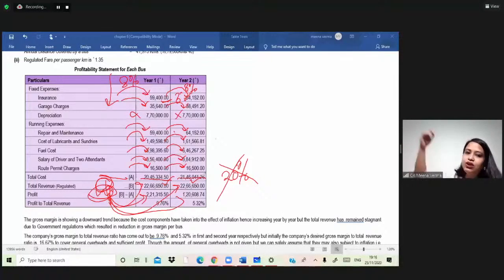Why? Because the revenue remains the same, but the cost is increasing. Cost is increasing, revenue is the same. So obviously the profit is decreasing. Okay, so you can see here that the profit to total revenue in the first year was this, and the next year is this. Why? Because the profit is decreasing because the cost is increasing, but the revenue is the same.